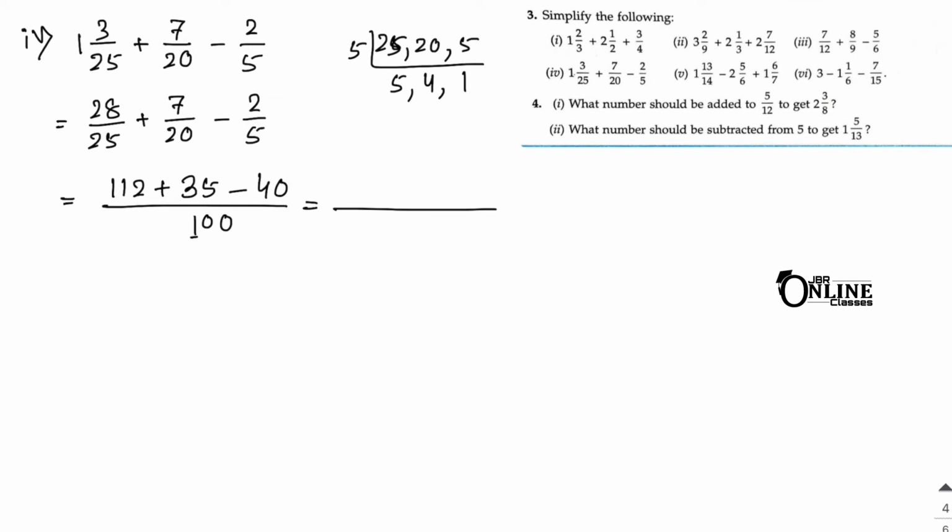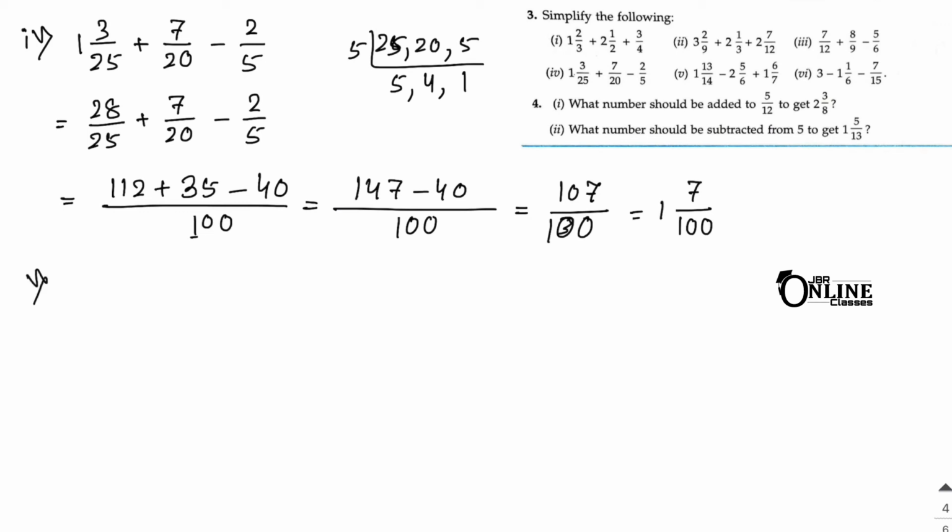112 plus 35, it's 147 minus 40 by 100. So that one equals 107 by 100. So 1 whole 7 by 100 is your answer.